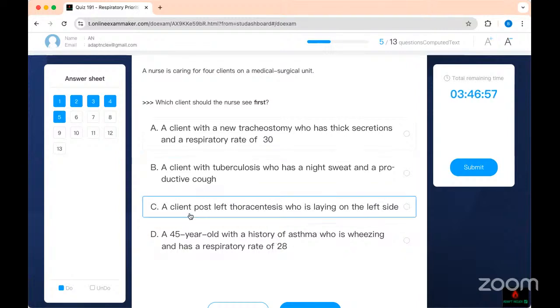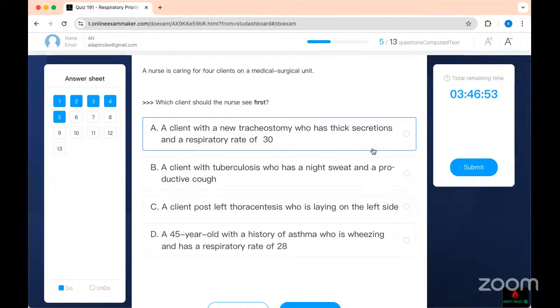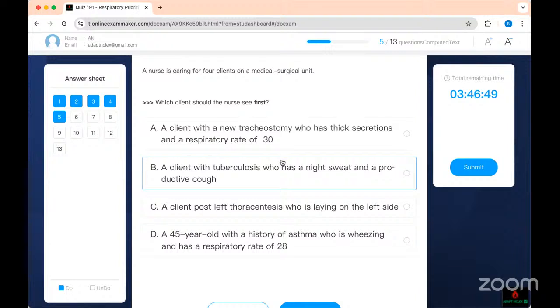This is a question that tests your knowledge. If you have new tracheostomy secretion, it's fine. You're not having any problem. This respiratory rate of 30 is not new, right? A tuberculosis patient is going to have night sweats and productive cough. Nothing is worrisome here.